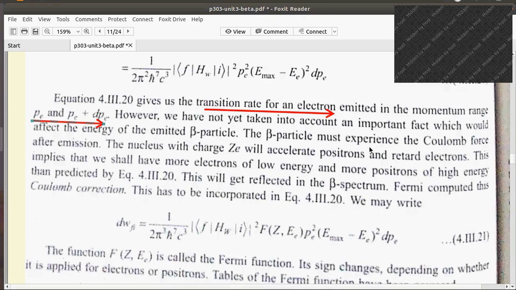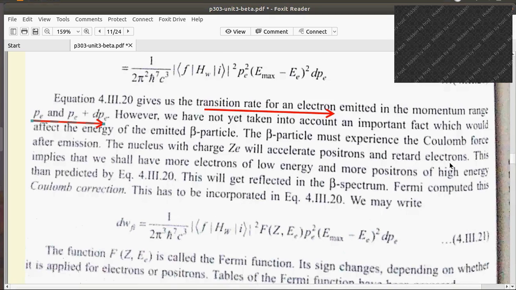The beta particle must experience the Coulomb force after emission. The nucleus with charge Ze will accelerate positrons and retard electrons. Because electrons have the opposite charge, the nucleus will try to pull them back to itself, and as a result the speed of the electrons will decrease. So they get decelerated and the energy is also reduced.